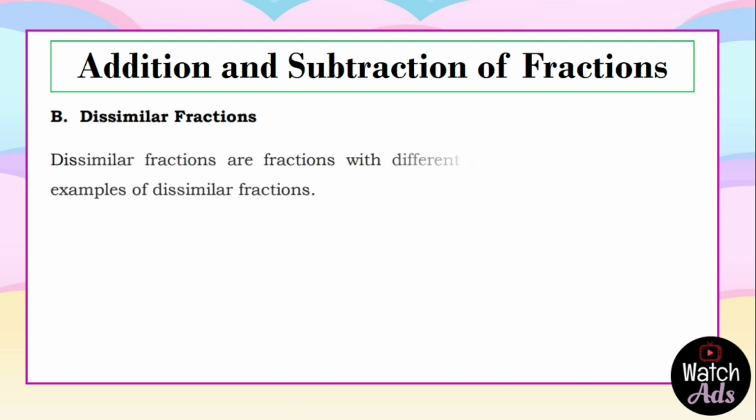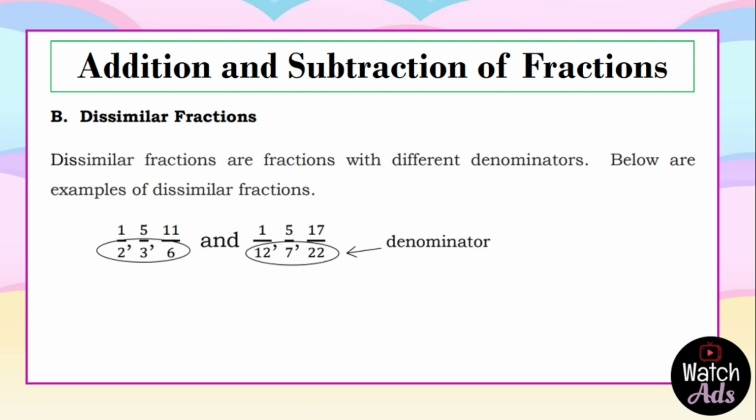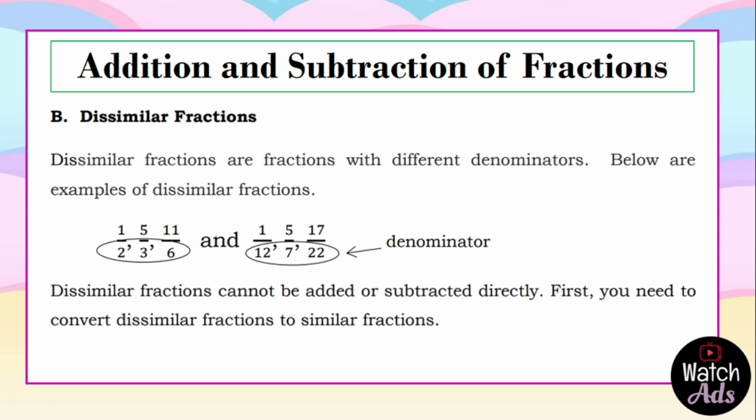For dissimilar fractions, these are fractions with different denominators. Below are examples of dissimilar fractions. 1/2, 5/3, and 11/6 are dissimilar fractions because they have different denominators, and also 1/12, 5/7, and 17 over 22. Dissimilar fractions cannot be added or subtracted directly. First, you need to convert dissimilar fractions to similar fractions.